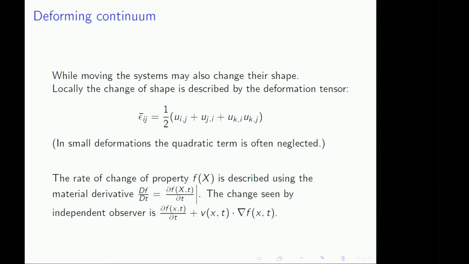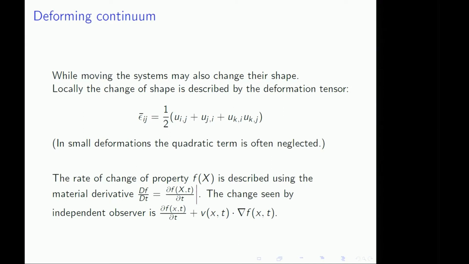There are more things in a deforming continuum than just coordinate systems and displacements. When the systems move, they don't necessarily move with constant velocity or spatially constant velocity, so they change their shape. And the change of shape is locally measured by a thing called deformation tensor, which is denoted by epsilon bar. It's a bit messy looking thing involving partial derivatives of the components of the displacement vector.